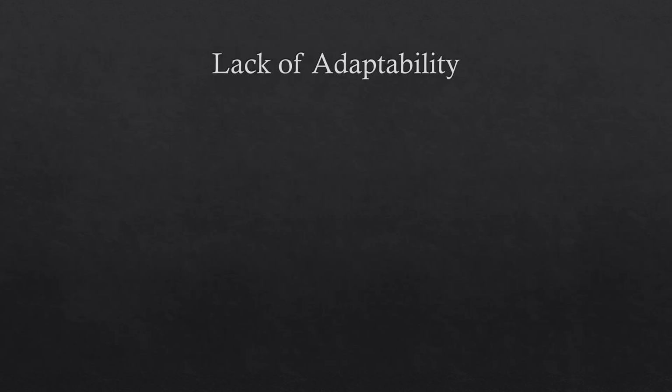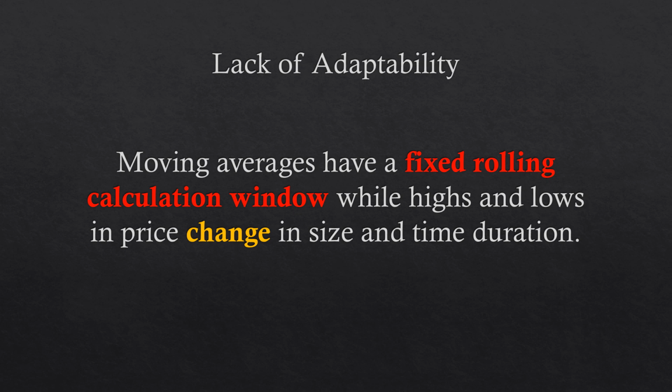One of the worst problems of moving averages is the lack of adaptability. Moving averages are non-adaptive because they have a fixed rolling calculation window, while the highs and lows in price change size and time duration. Notice that sometimes MAs are incredibly capable of showing accurate and smooth reversals in a timely manner, and other times they are worse than terrible, showing buy signals when you should be selling and sell signals when you should be buying. That happens because highs and lows differ in size and time duration, while moving averages have a fixed window of calculation.